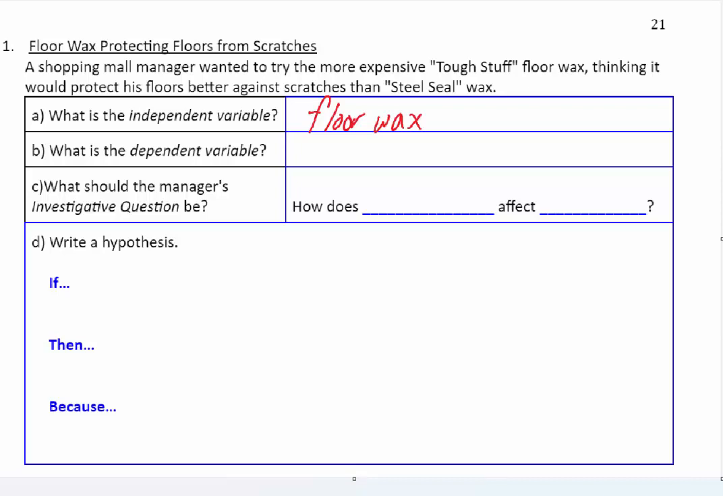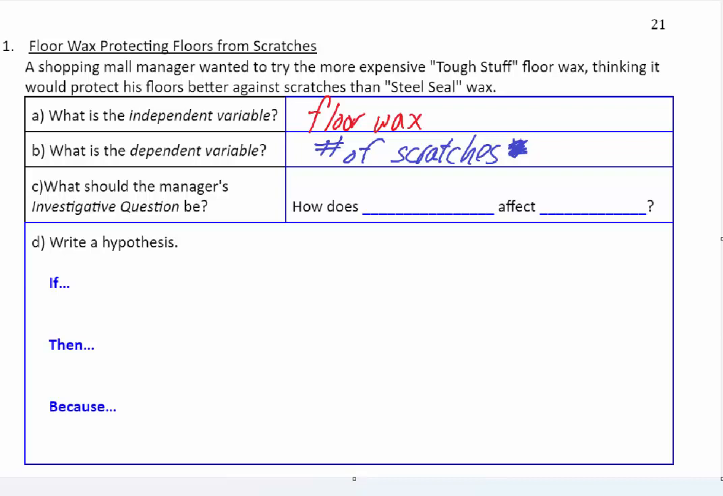Now, there's a few ways that we can measure this. We can measure the depth of the scratch, how deep it is in millimeters or something like that. But I think what's probably more likely is that you just look at it and look over the number of scratches in a certain section, like number of scratches per square foot or per square meter or something like that. So maybe he's just going to count the number of scratches. Okay. And so that's what I'll put down. I got a little extra stuff here. Ignore that. That will be my next part.